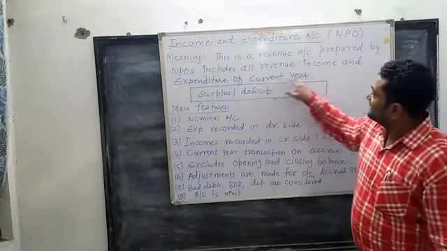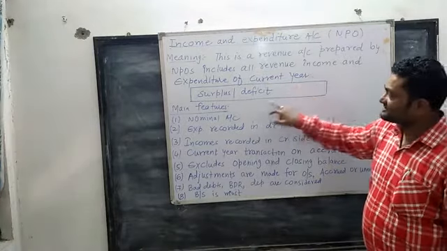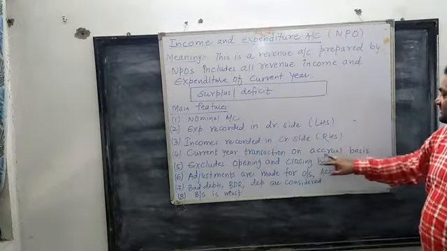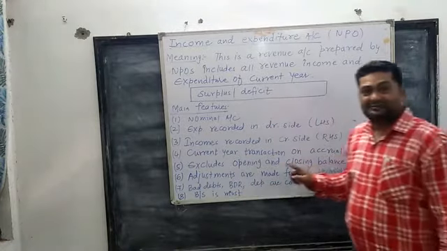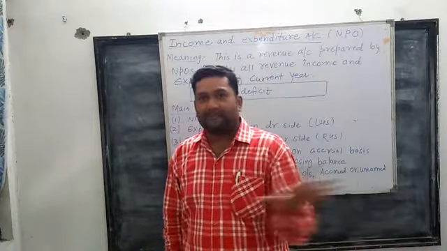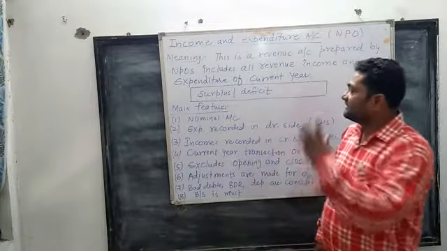Fifth, this word comes in its features: current year transactions on accrual basis. Accrual basis means revenue nature transactions. No capital nature transaction will be recorded in income and expenditure account.